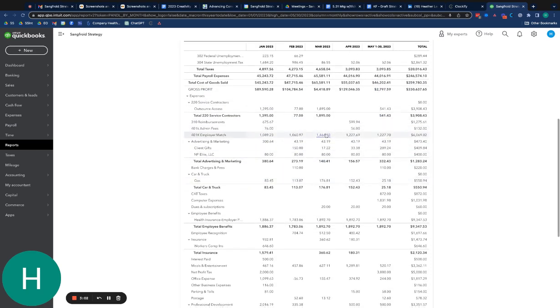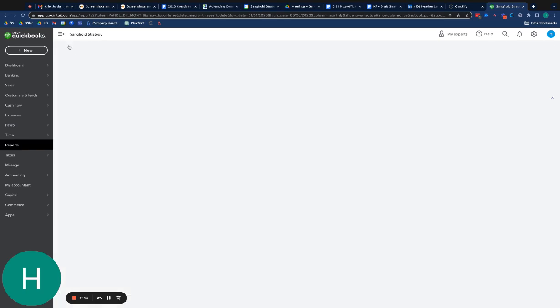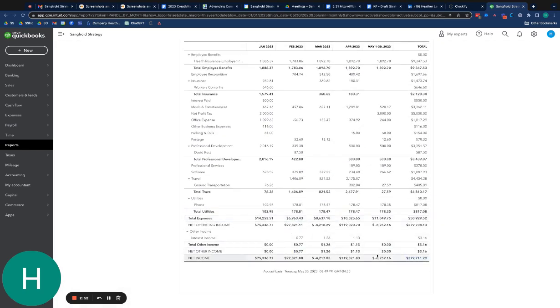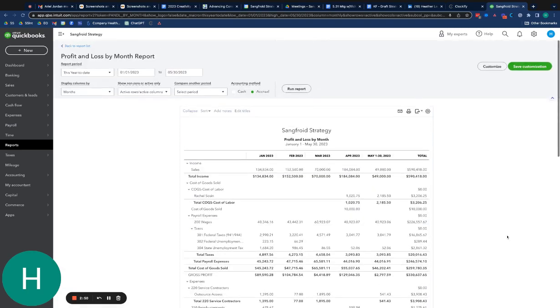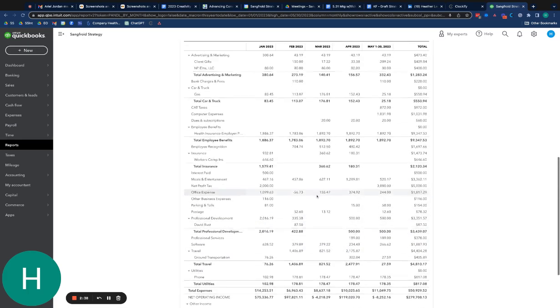I really like that I can kind of click through and see the different details for particular expenses on the reports. One of the things I wish QuickBooks did is calculate net profit, gross profit, and things like that as percentages in the actual P&L.